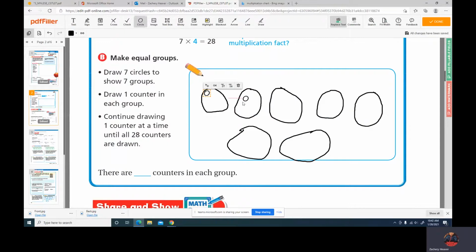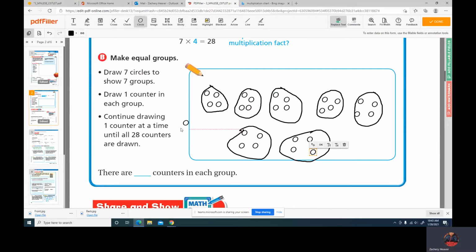So I would go 1, 2, 3, 4, 5, 6, 7. Remember, I'm kind of putting them around the same place. 8, 9, 10, 11, 12, 13, 14, 15, 16, 17, 18, 19, 20, 21, 22, 23, 24, 25, 26, 27, and 28.